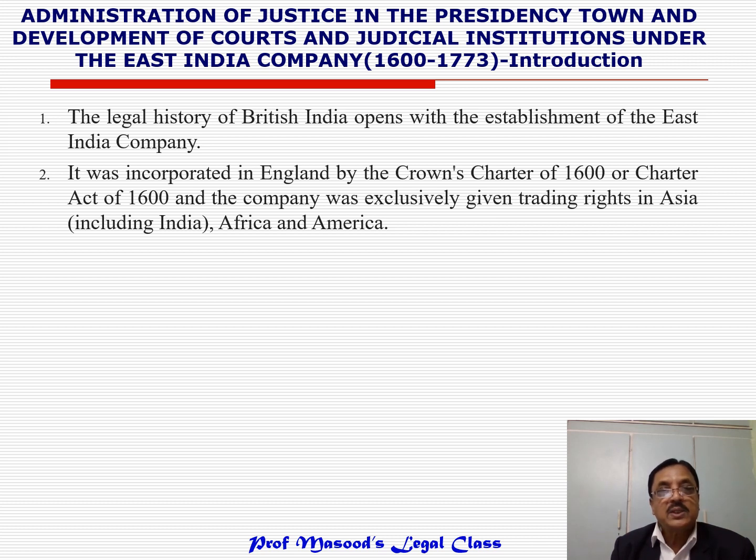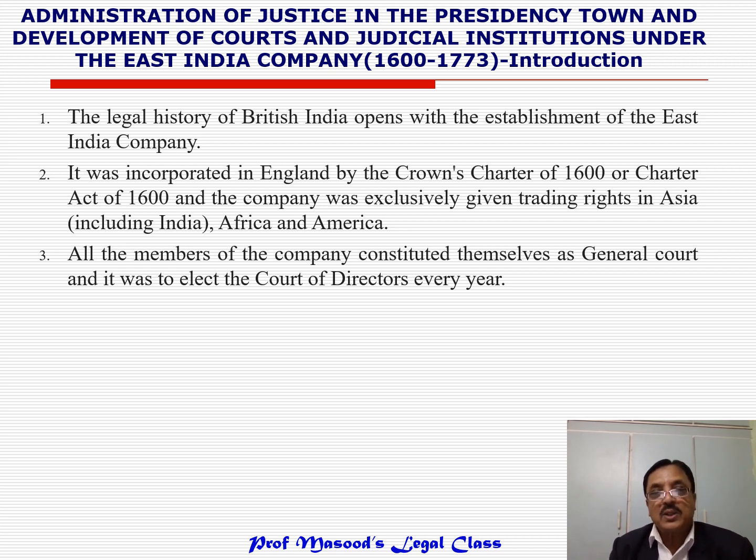Introduction. The legal history of British India opens with the establishment of the East India Company. Whenever we talk about British India, the beginning was the East India Company. It was incorporated in England by the Crown's Charter of 1600. The year was 1600 and the Charter Act of 1600. And the company was exclusively given trading rights in Asia, including India, Africa, and America.